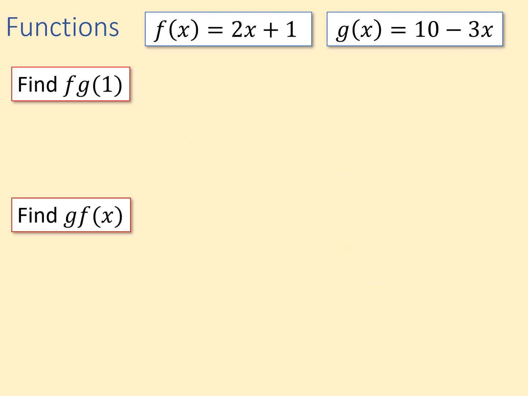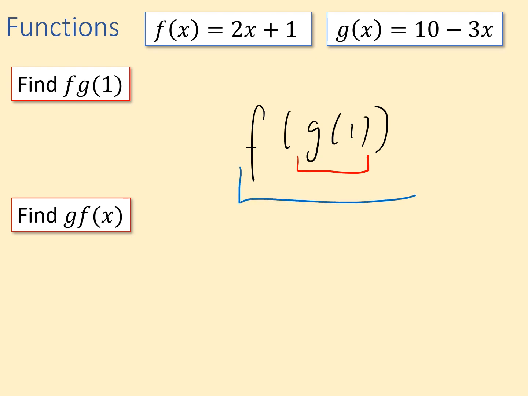Okay, lastly, we'll look briefly at composite functions. So the way a composite function works is they work from the inside out. Okay, so the f of g of 1, they work like Russian dolls. So we work on the innermost one first. So we're finding f of g of 1. So what we do is work from the inside out.